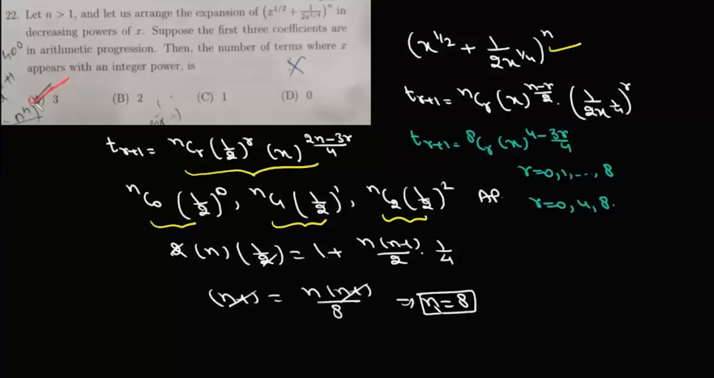And when we have n as 8, the general term will be 8Cr x to the power (16 minus 3r) by 4, times 1 by 2 to the power r, where r varies from 0 to 8. Now the power of x should be an integer. It will be an integer when 3r by 4 is an integer. That means r can be either 0 or 4 or 8. So there are three possible values of r. So the number of terms where x will appear with an integer power will be 3, and that's your option A.